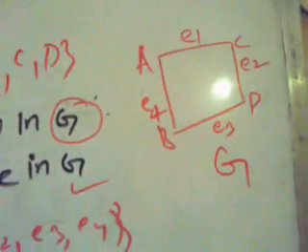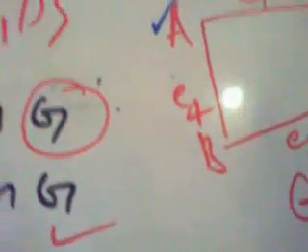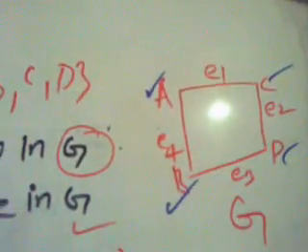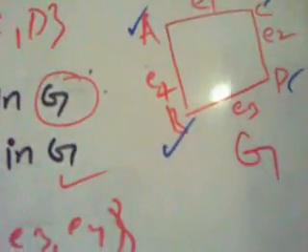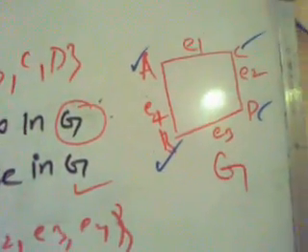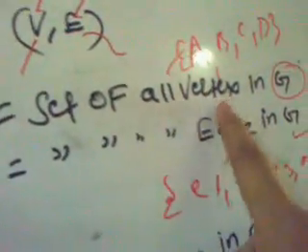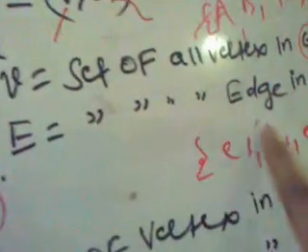Suppose a graph G is given. In this graph we can see A, B, C, D. This is A, this is B, this is C, and this is D. I have marked them with the blue marker. These indicated are vertices, and E1, E2, E3, E4 are the edges of the graph, and this graph is represented by G. So according to my definition, V is equal to the set of vertices, that is A, B, C, D, and E is the set of all edges, that is E1, E2, E3, E4.